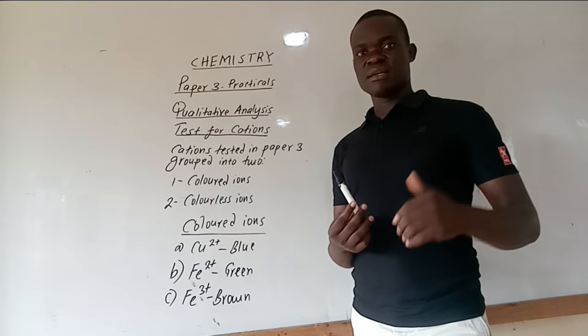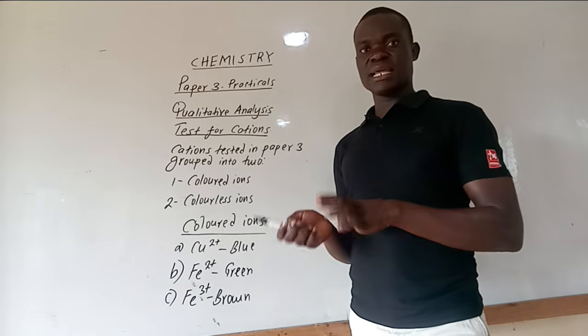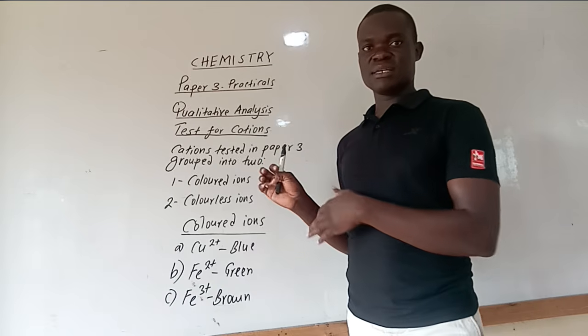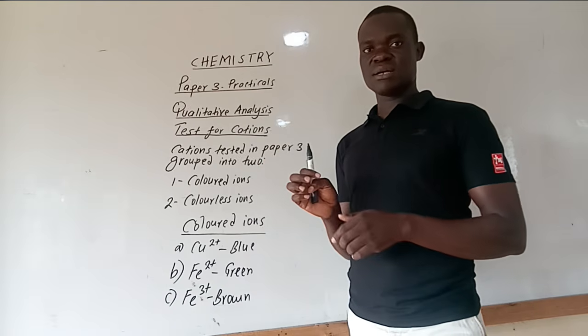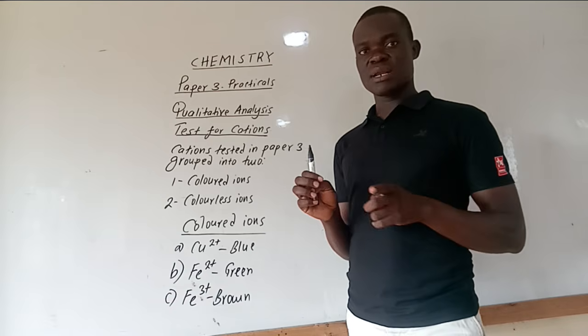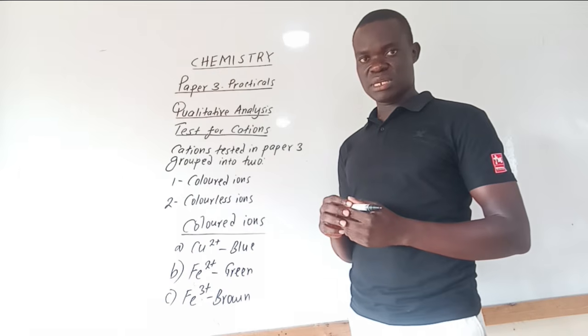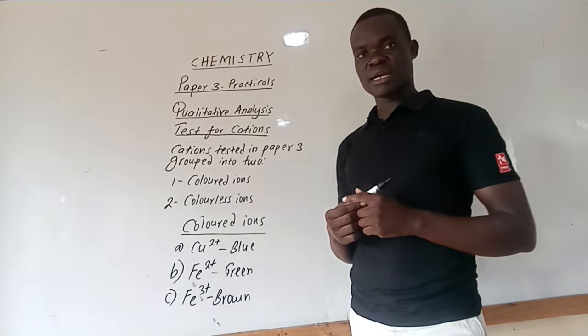So we say it dissolves to form a colorless solution. Then in our inference part, we say copper 2 ion, iron 2 ion, and iron 3 ion are all absent in that solution. That's why the solution appears colorless.